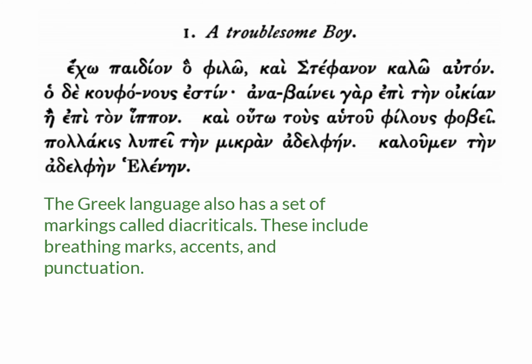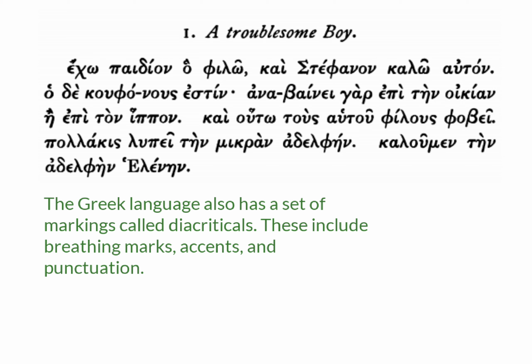The Greek language also has a set of markings called diacriticals. These include breathing marks, accents, and punctuation. A full explanation of accents is found on Greek Quick Sheet number 4, and eventually in the course you will be learning and memorizing all the rules of accentuation very thoroughly. At this point, we're only going to introduce breathing marks and touch on the question of accents.